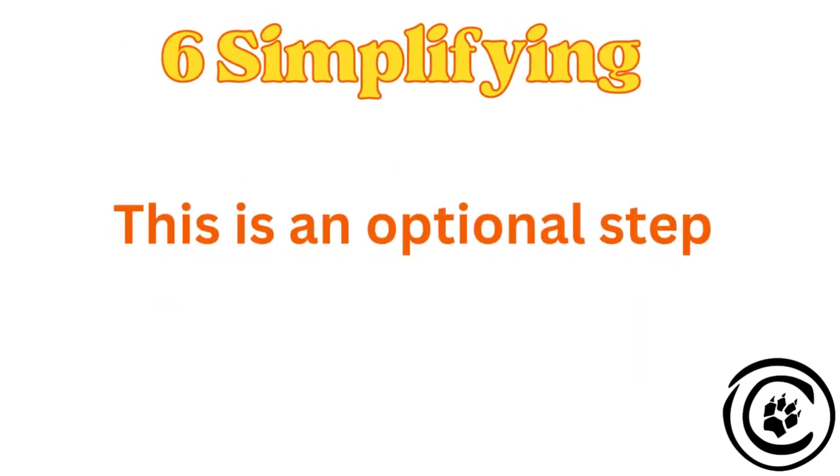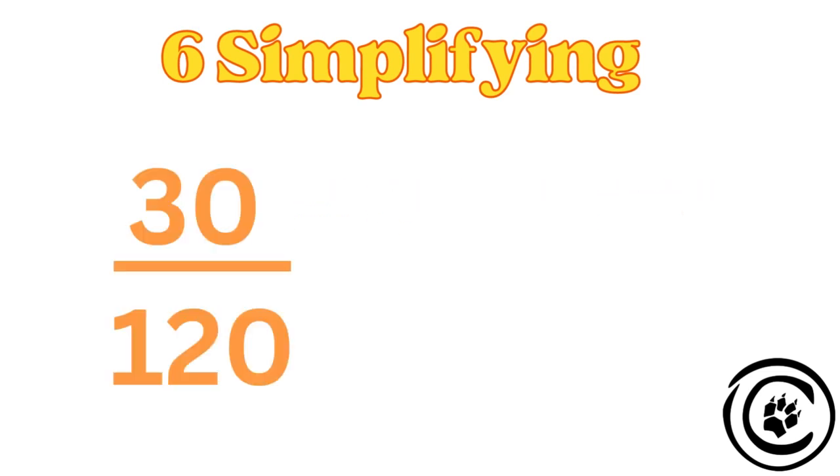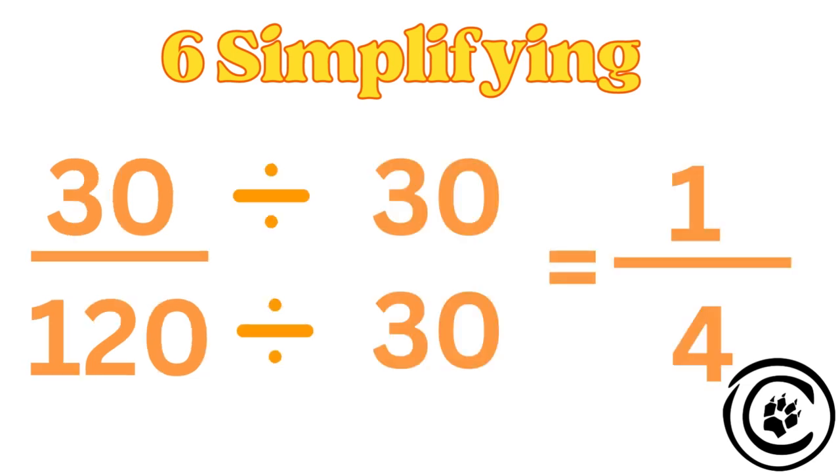6. Simplify. This is also an optional step if needed. If needed, that is, if both the numerator and denominator of the fraction are large numbers, and if it is possible to divide both by the same number, you may then simplify the fraction by dividing the numerator and denominator by the same number until you cannot simplify the fraction anymore. This helps make the comparison easier.